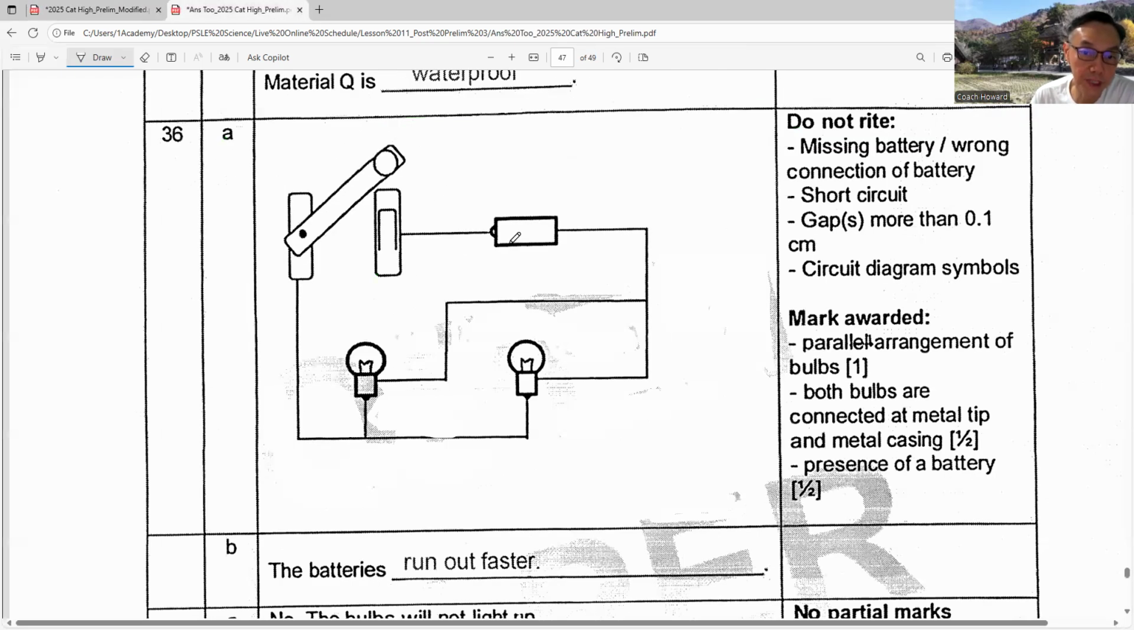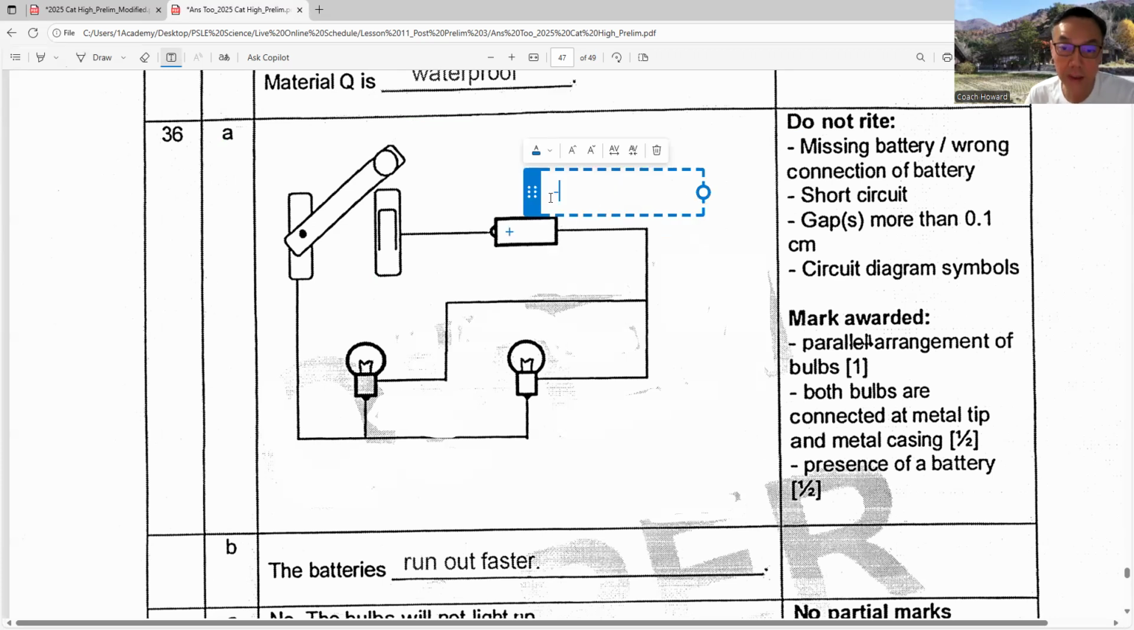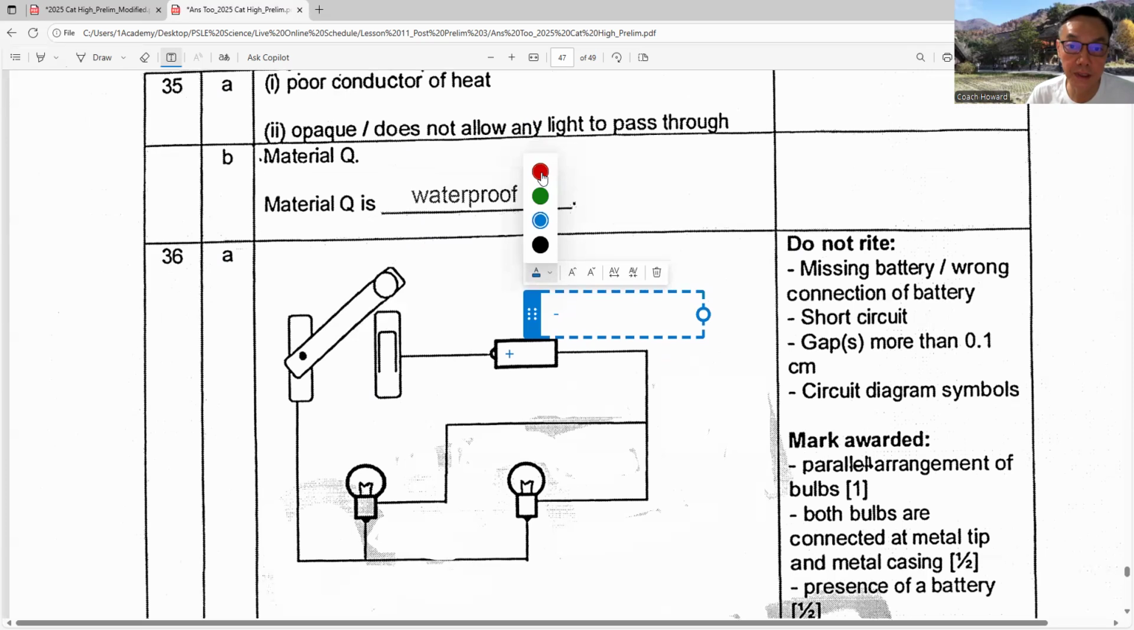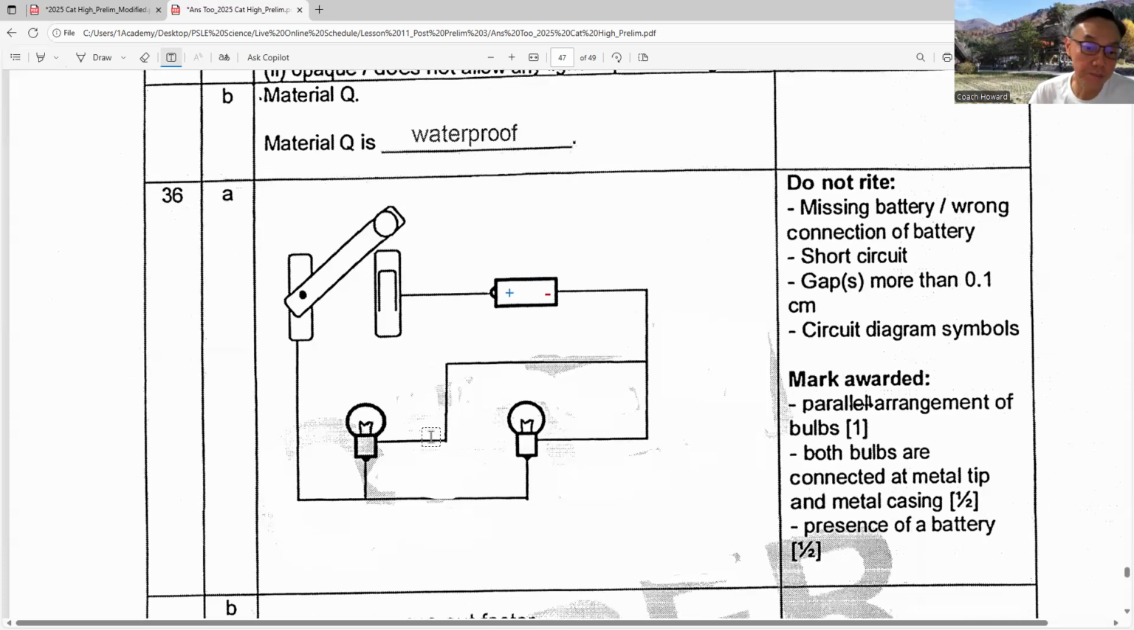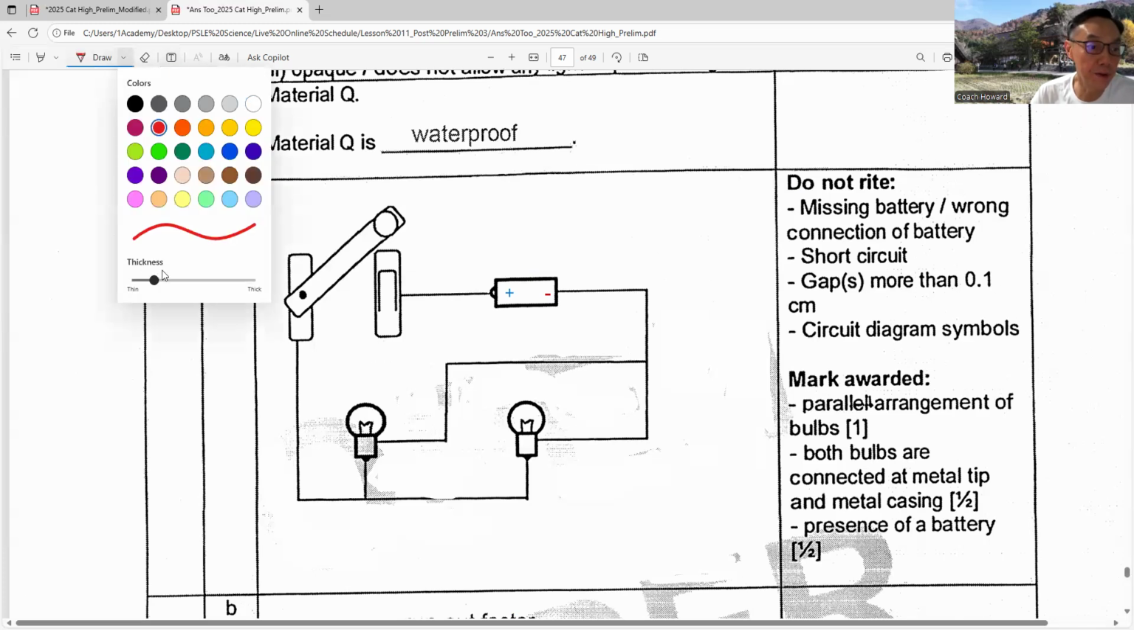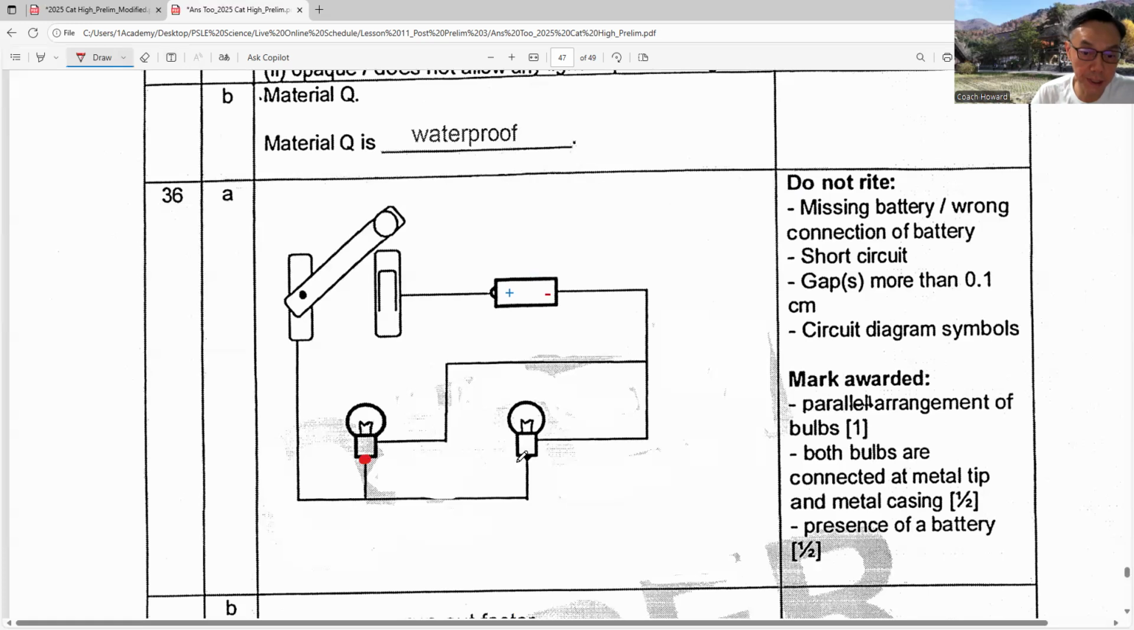So the first possible answer, I would like you to learn this method. So this is a bulb, right? The bulb has two polarity, positive and negative. So I'd like you to write down this thing on your diagram there, one positive, one negative. You will notice the bulb has two parts, the metal casing and the metal tip. So you must remember that the metal tip, which I use maybe a red color, this part to indicate the metal tip here.